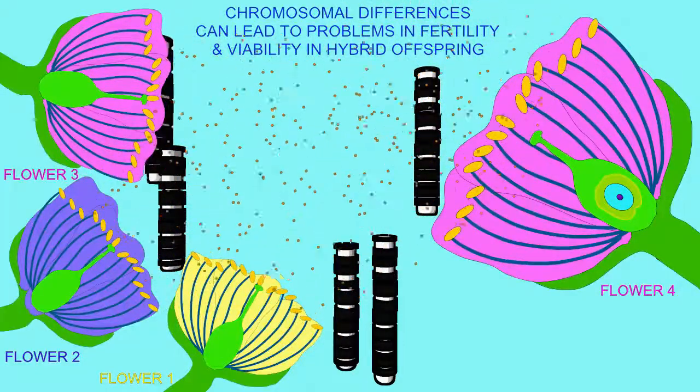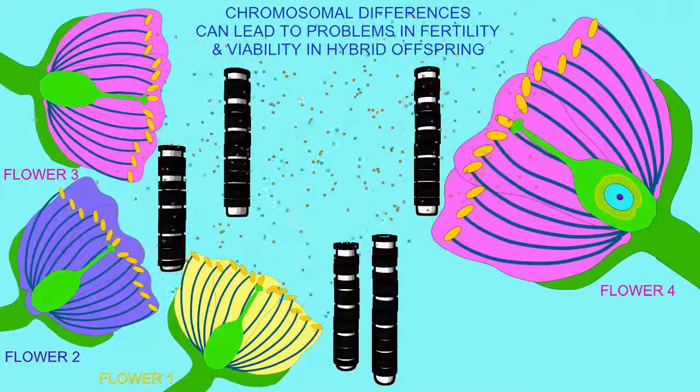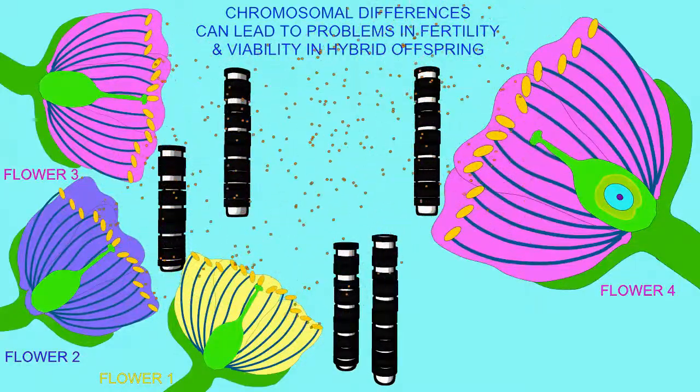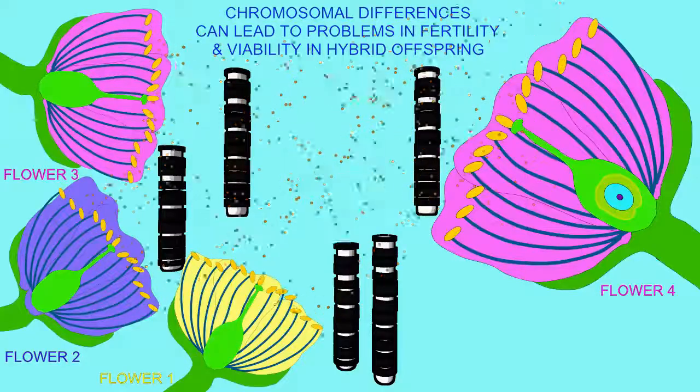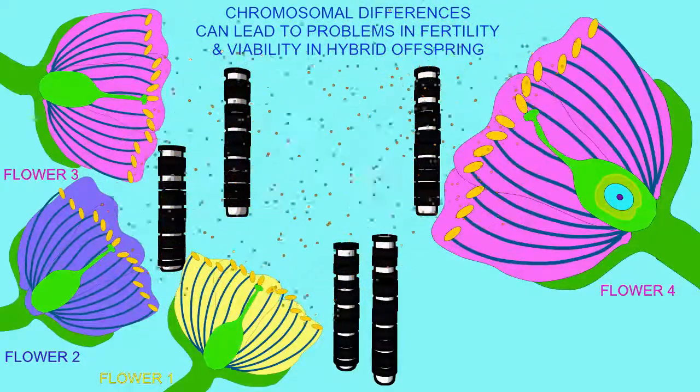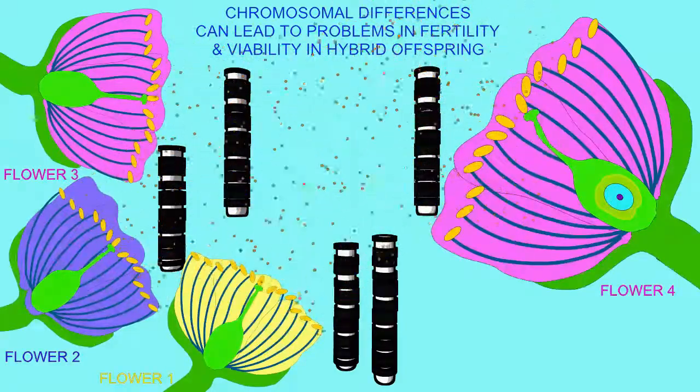The only flower here that I can count on to produce seeds which not only survive but thrive would be flower 3, whose chromosomes are identical to mine in structure and number.